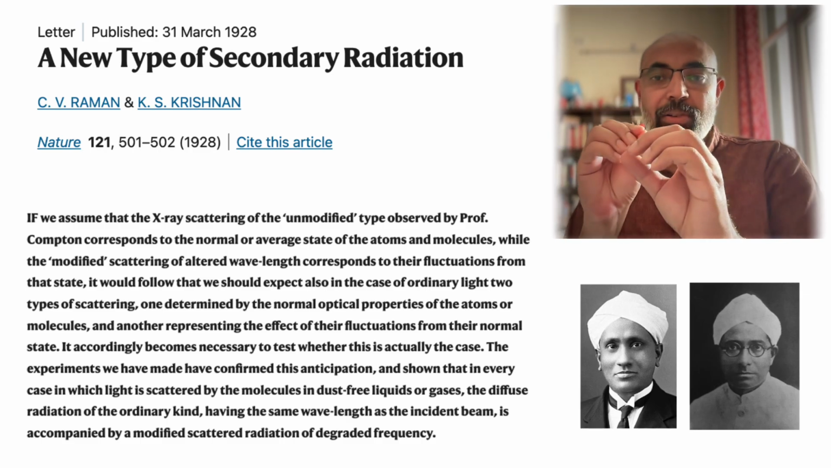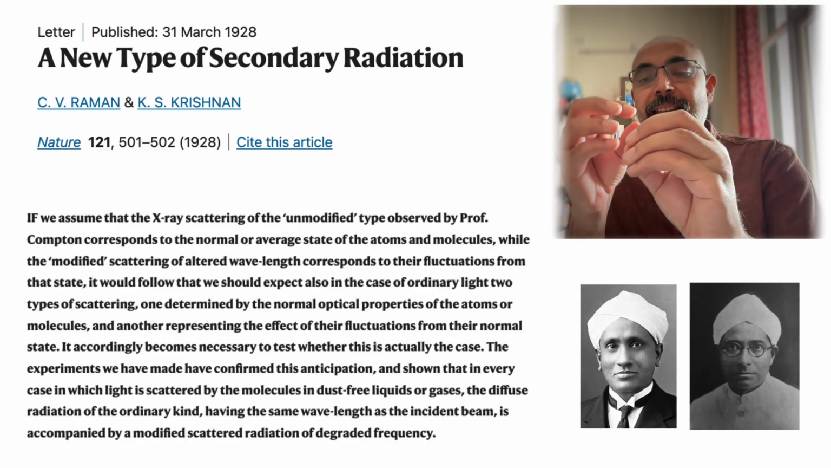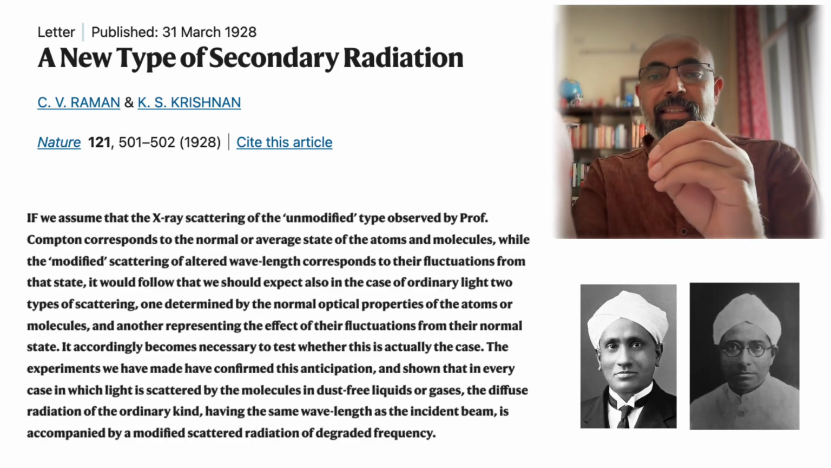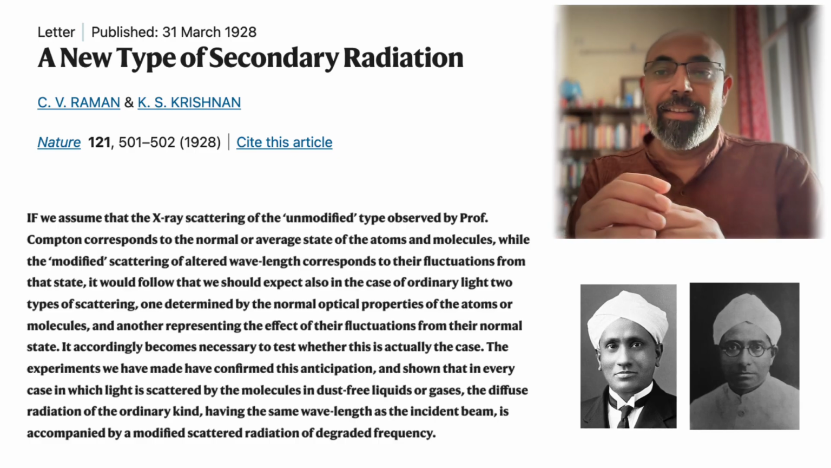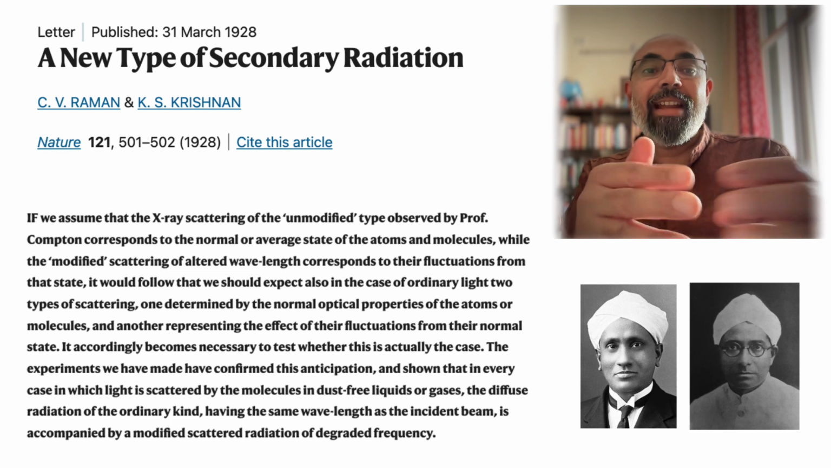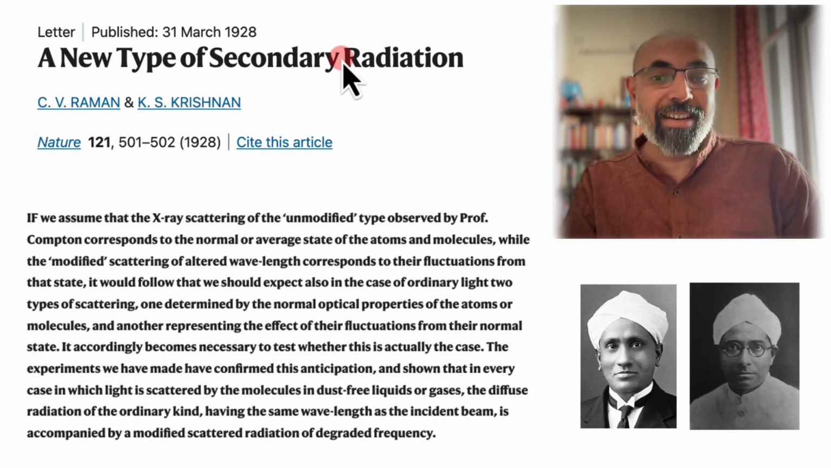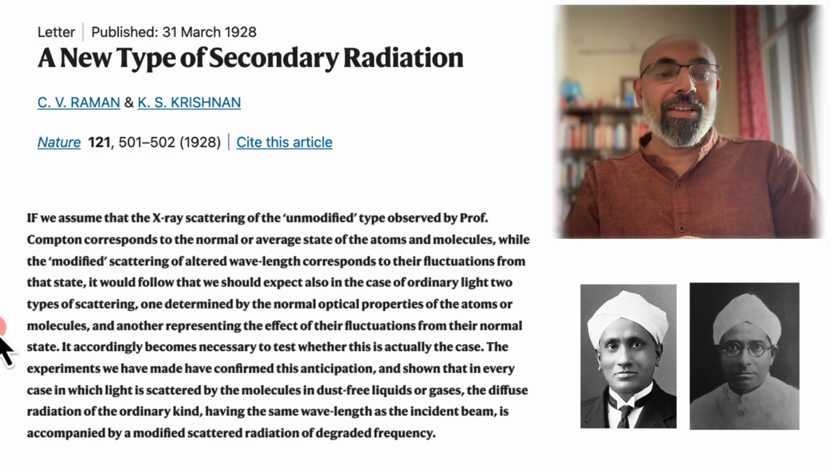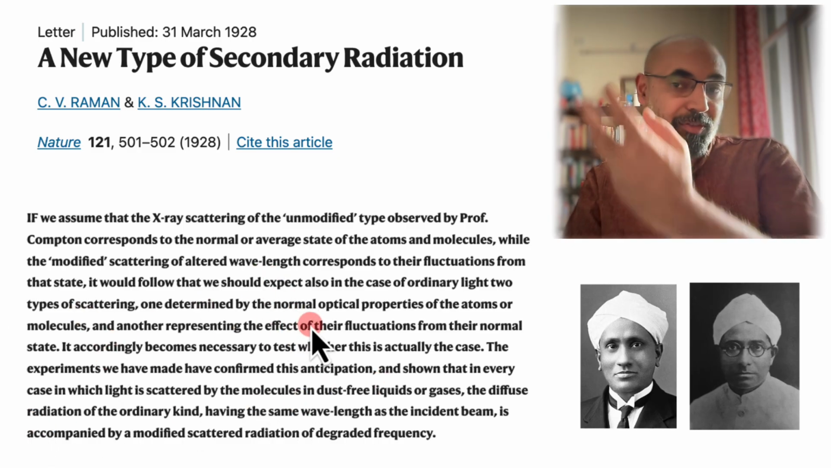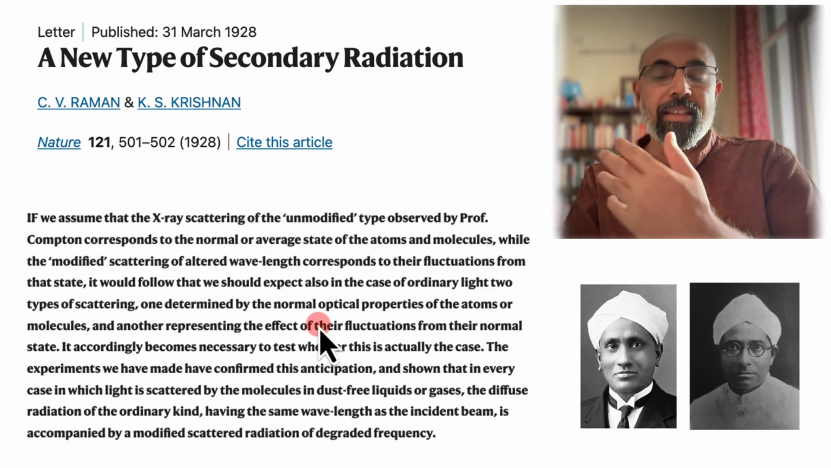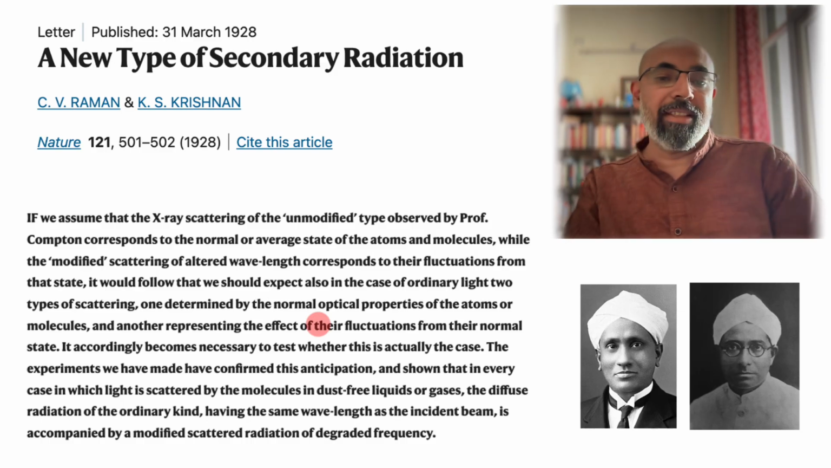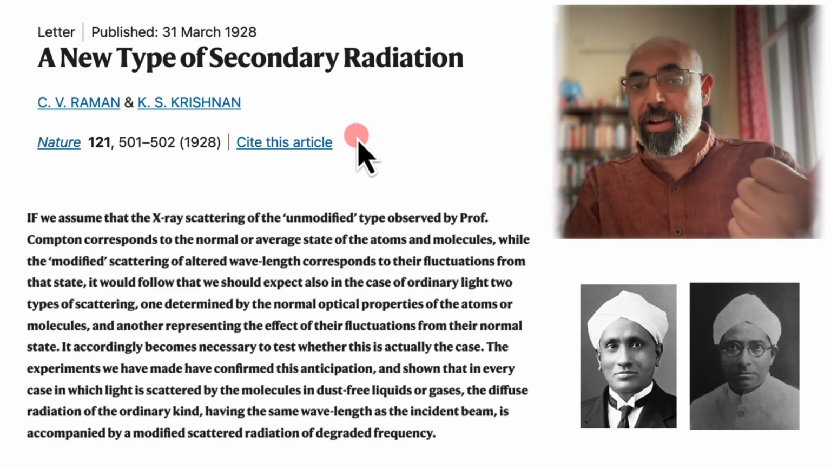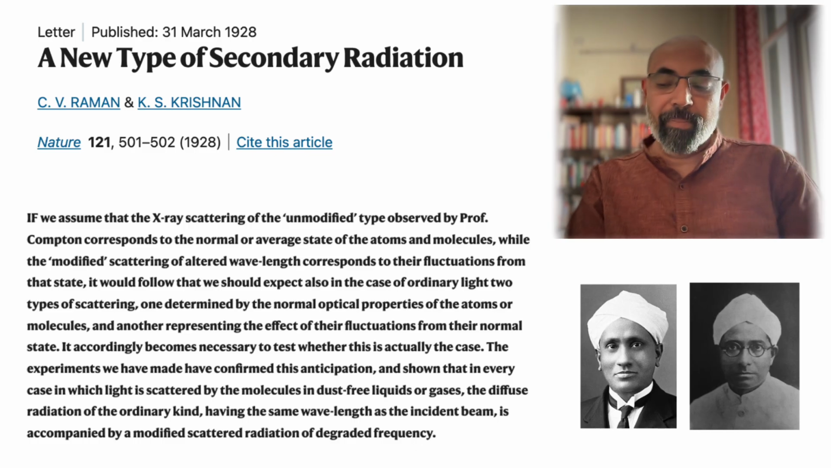So once you send incident light onto an object, in this particular case a liquid or a vapor, the light gets scattered. The scattered light can now have the same energy or a modified energy. It is the modified energy which they are telling us is a new type of secondary radiation. The secondary radiation essentially comes from the interaction of light with the scattering fluid, and the light which emerges has a wavelength different from the incident wavelength. That's where the secondary and modified radiation comes into the picture.